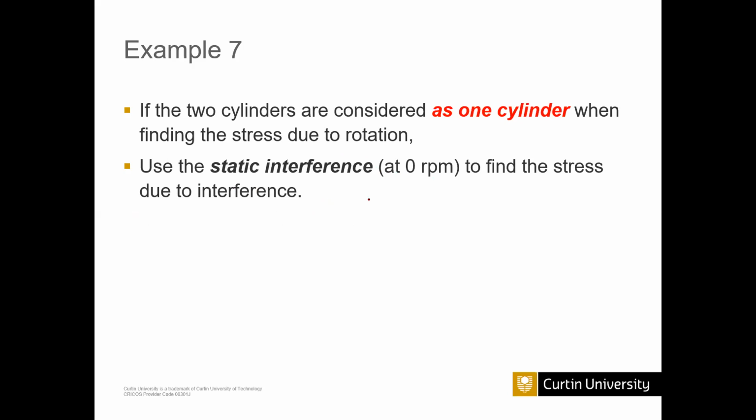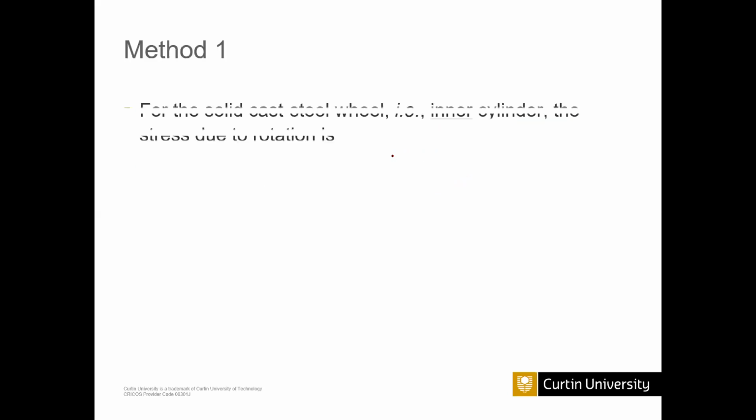If it is one cylinder, there is no interference. That's the meaning of that. So then you consider it as 0 RPM. You need to calculate the 0 RPM static interference, and then convert to the RPM value. So let's see, when we do the calculation, you can easily grasp that.